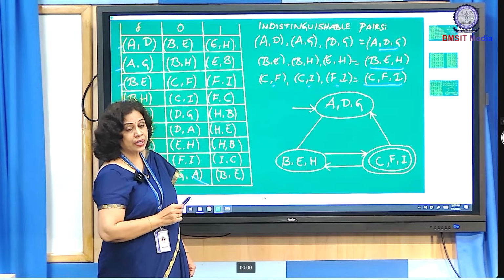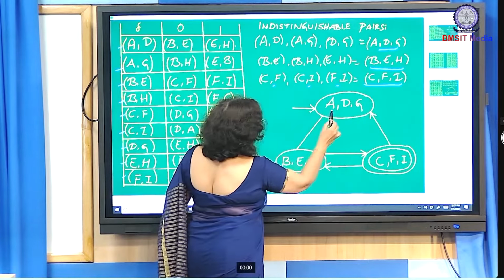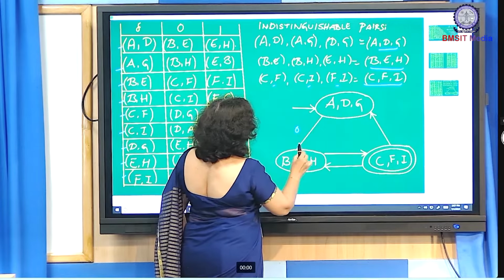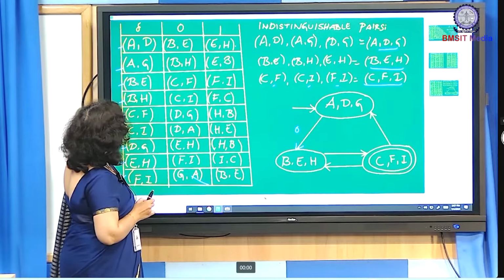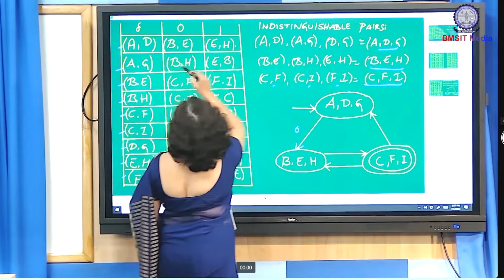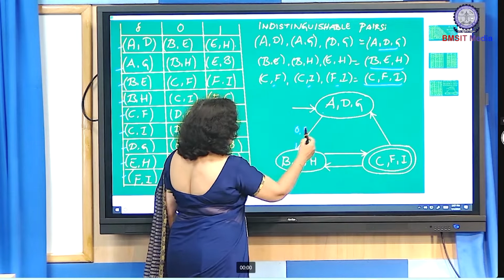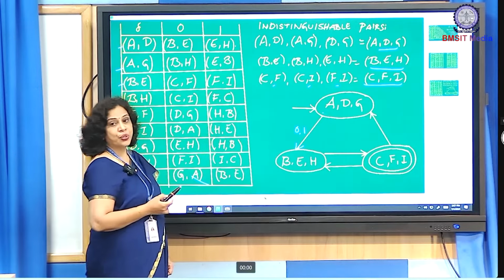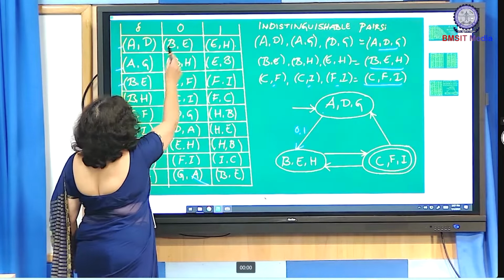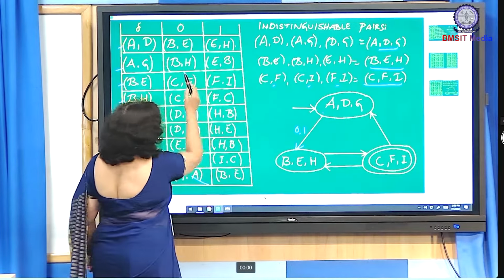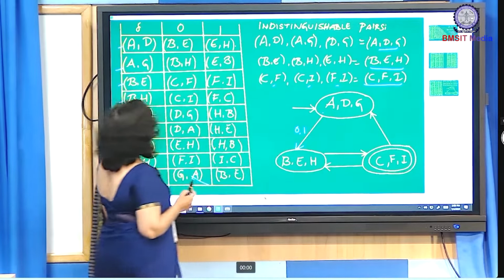Now we will have to look at the transitions. AD on 0 goes to BE, so ADG on 0 goes to the BEH group. AD on 1 goes to EH, so ADG on 1 also goes to BEH. AG on 0 goes to BH, which is the same. AG on 1 goes to BE.